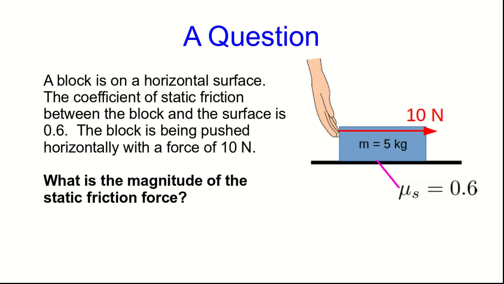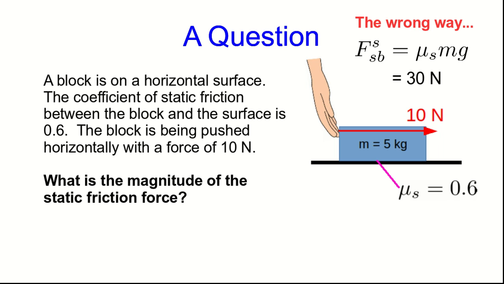If you push with a 10 Newton force on this block, what's the magnitude of the static friction force? Now, I hope you didn't do it the wrong way. The wrong way would have been to say, oh, that static friction is mu s mg, or you might have reasoned mu s times the perpendicular force, and in this case the perpendicular force is mg, and that gives you 30 newtons. No, that is incorrect, because the force of static friction is not mu s times the perpendicular force.